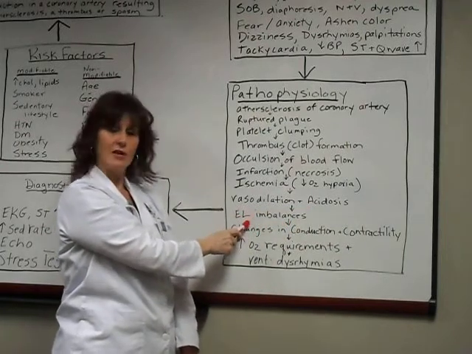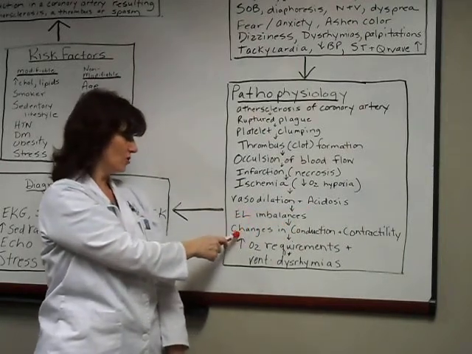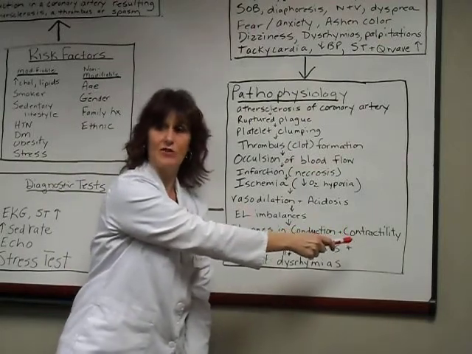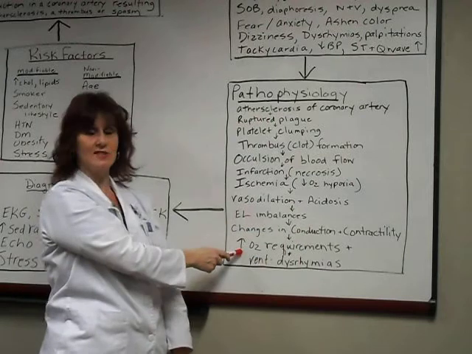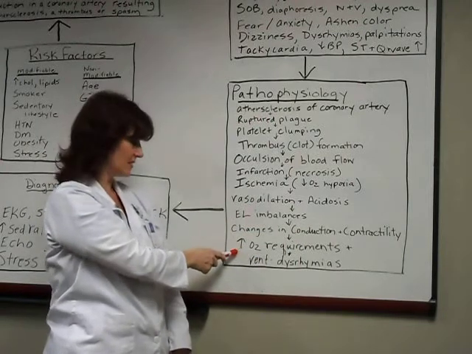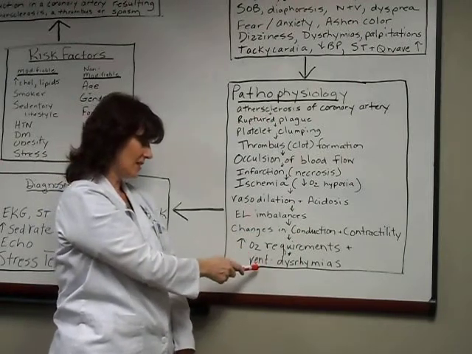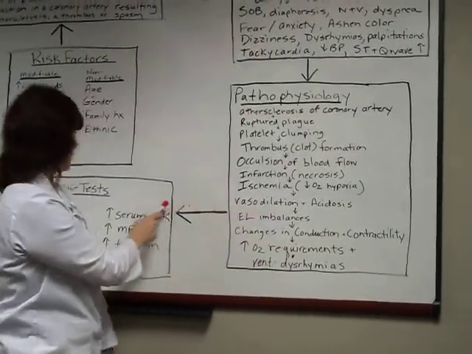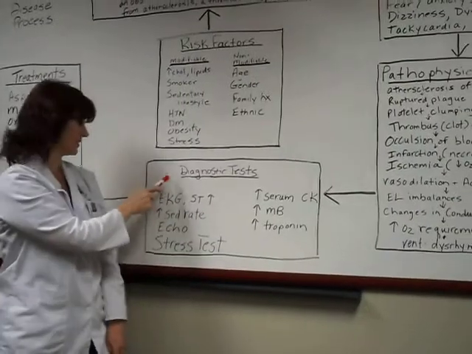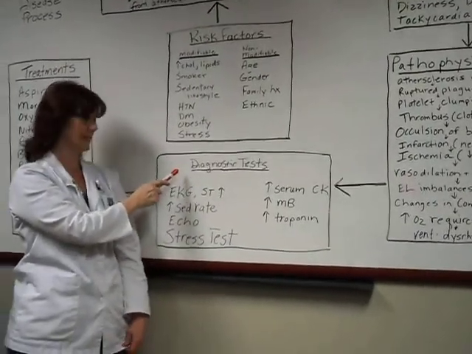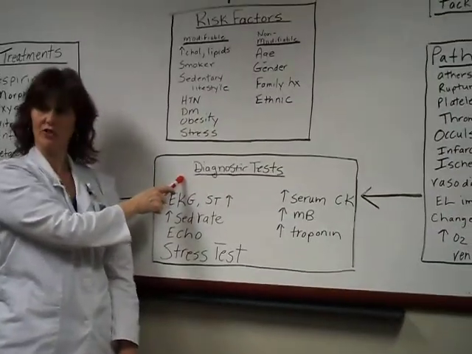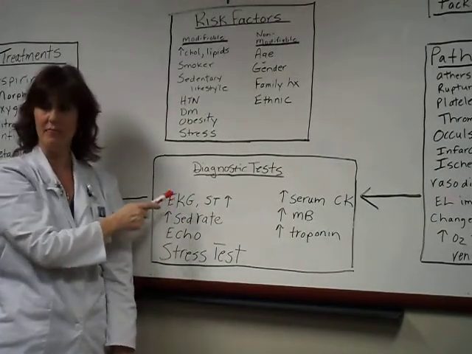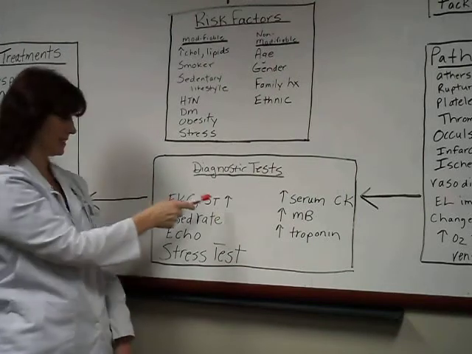This leads into electrolyte imbalances, which causes changes in the conduction and contractility of the heart. This increases the heart's O2 requirements, which causes sometimes ventricular dysrhythmias. Diagnostic tests we may do when we're checking a patient for an MI: we would do an EKG, and they may or may not have an elevated ST wave.